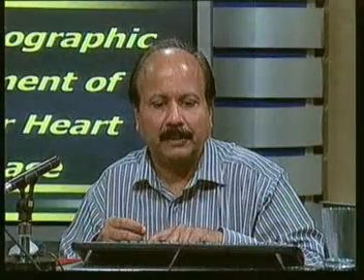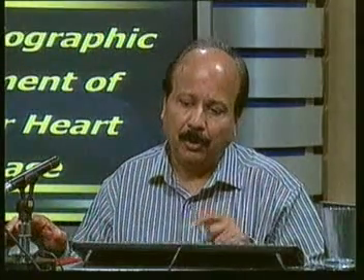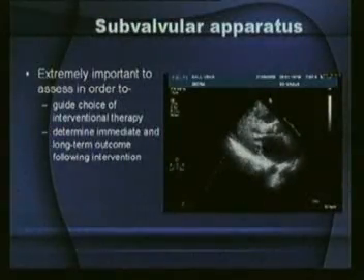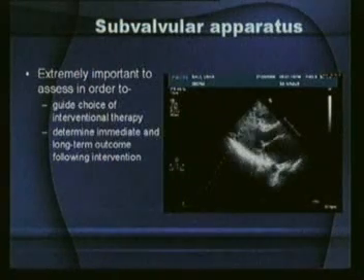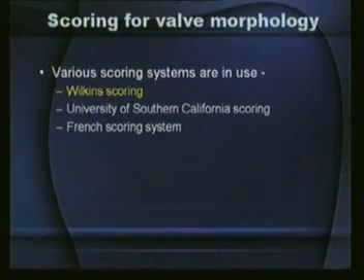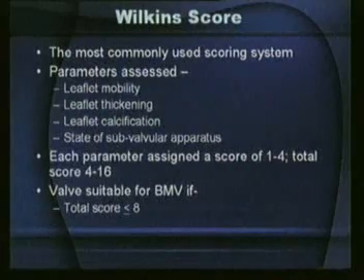Subvalvular apparatus is again one of those things. It's very important to assess it, because if the subvalvular apparatus is very thickened, then of course you might like to take this patient some other route than a balloon mitral valvotomy. Now, is there a score for valve morphology? Yes, there is a score. It's the Wilkinson score, and it's tragic that we in India haven't come out with a score because it's so common in our country. But it's the most commonly used scoring system.